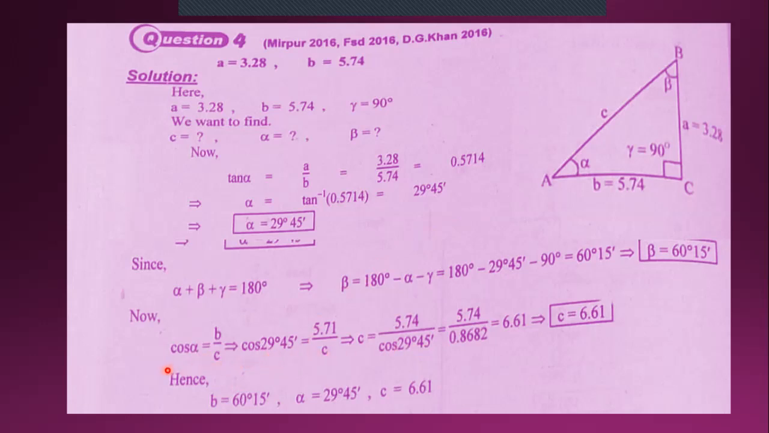We need to use the trigonometric functions, and then after doing this, cos alpha equal to B over C, and then by putting the values and converting C onto left hand side, it becomes equal to 6.61, which is the final answer. And now this is the thing that is written after. Hence these were the things we were to find out.